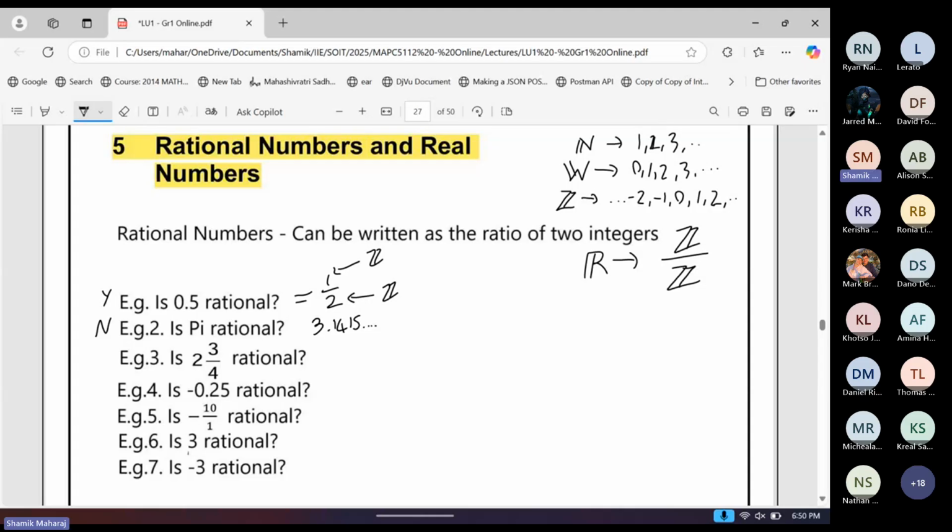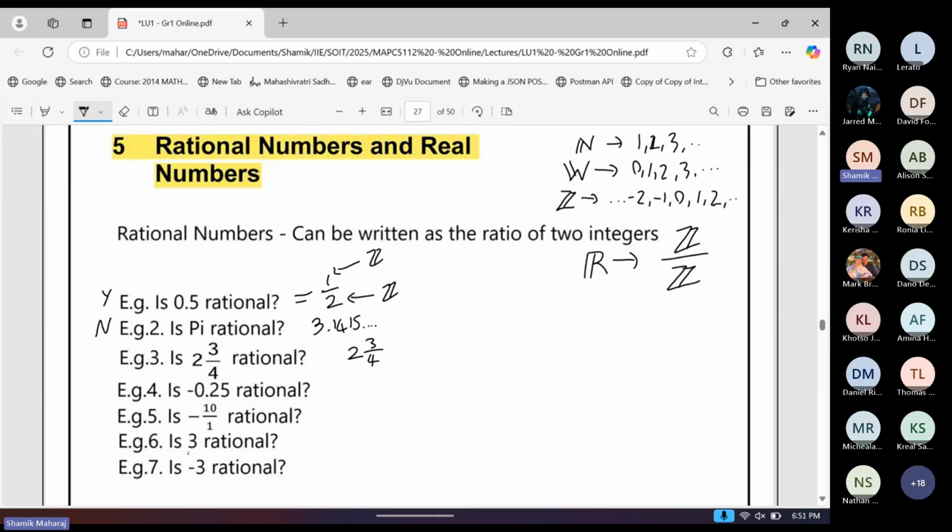Okay. Example 3, is 2 3/4 rational? And that's an interesting one. Is it integer over integer? Doesn't look like it to me, but it's a mixed fraction. So you have to look up all these words because I last saw them in high school. It's a mixed fraction. It can be written as an improper fraction. Right, so that's the correct words. Sorry for the little stumble there. 2 3/4 is a mixed fraction.